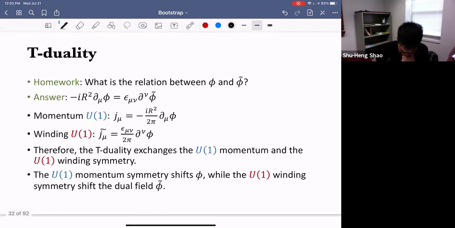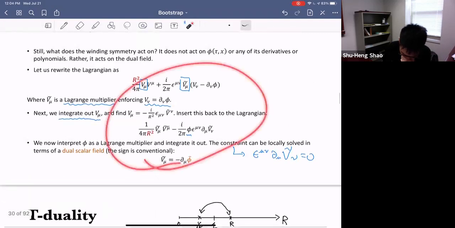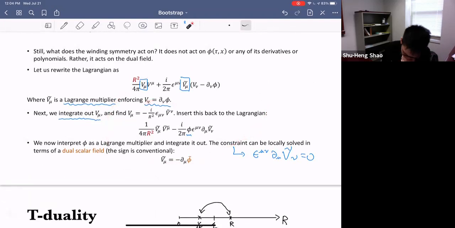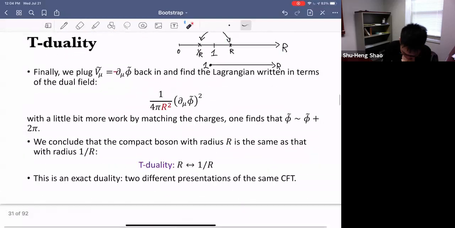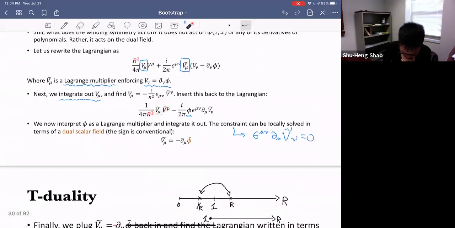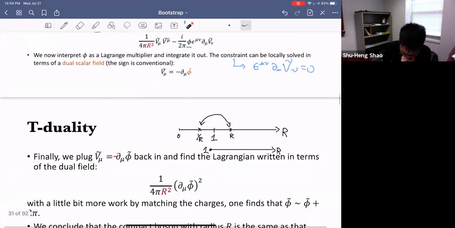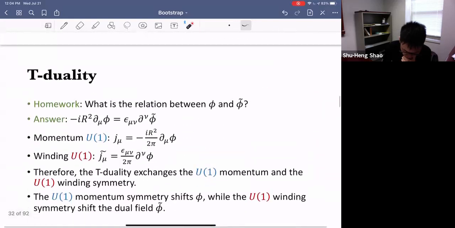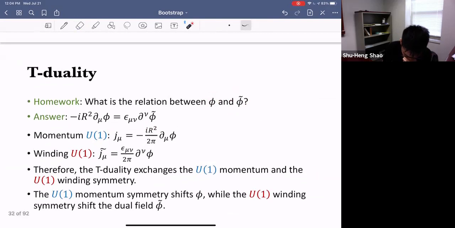Let me finish the lecture today with this final slide. The homework is you can go through this derivation on this slide. Here I relate V with phi, V tilde with phi tilde, and so on. But V and V tilde are not the main players; they only appear in the intermediate steps. The real interesting question is, what's the relation between phi and phi tilde? The answer is given here, but it's actually kind of fun to work it out by following the above steps.